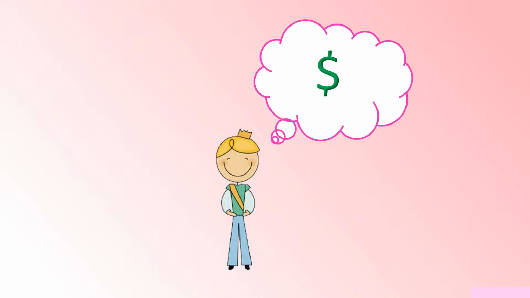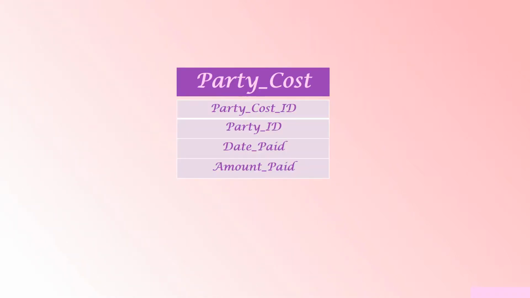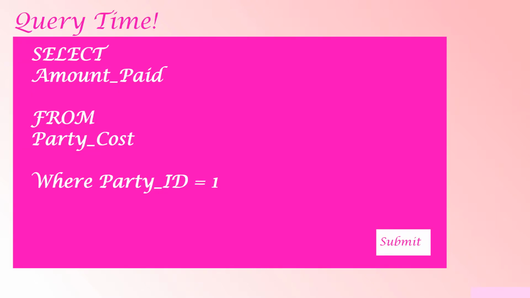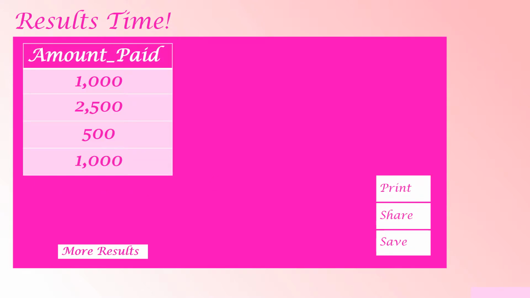The first query Cinderella requested was a sample report of how much she spent on the pink party, or party ID 1. If you recall, Kathy created a table called party cost that stored the amount spent on parties. It stored the party ID and the amount paid for that party ID on a particular day. So we could write a query like this to get all of the costs for party ID 1. The result set may look like this.